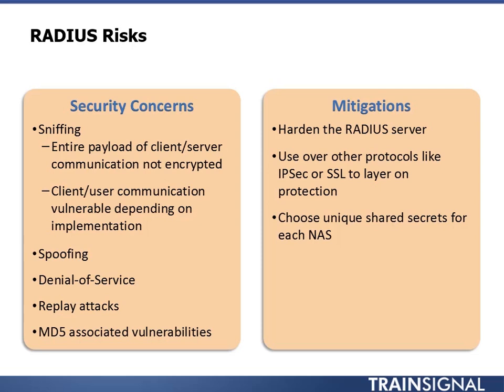You should also choose a unique shared secret for each network access server. That means each network access server has its own private password with the Radius server, and if you have 10 network access servers, you have 10 different passwords to manage. Makes everything more secure. If somebody hacks into one network access server, they only have the password for that one connection, and you can just change that one password without disrupting all the other network access servers.